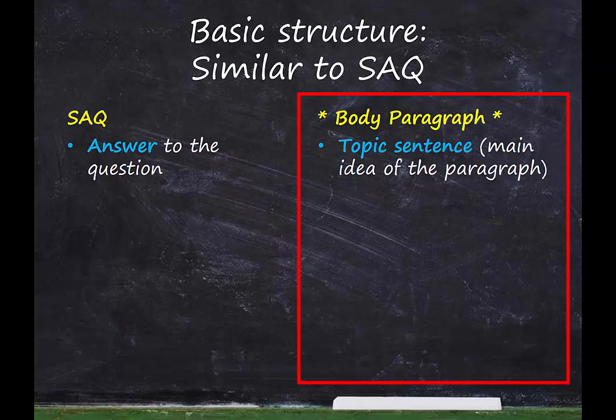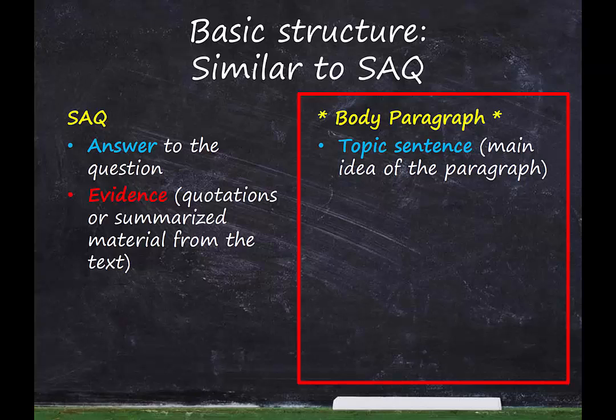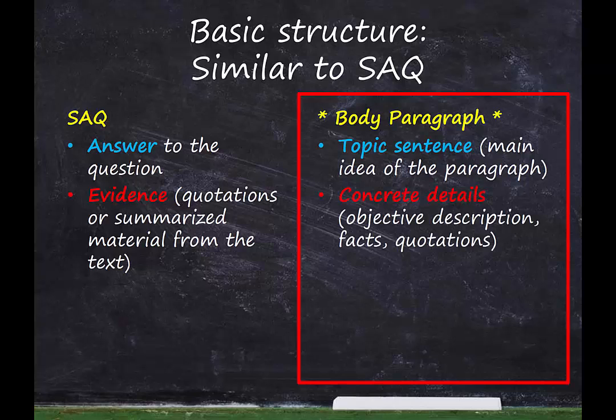Now to support that main idea. In an SAQ, you need to provide evidence, which usually takes the form of quotations or summarized material from the reading selection. You need something similar in a body paragraph. Jane Schaefer calls these concrete details. It can still be quotations or summary from a text you read, maybe from research, but if you aren't using any outside sources, it might include objective descriptions or facts. So if you're writing a narrative, for example, the concrete details might include a character's actions or dialogue, or a description of the setting.